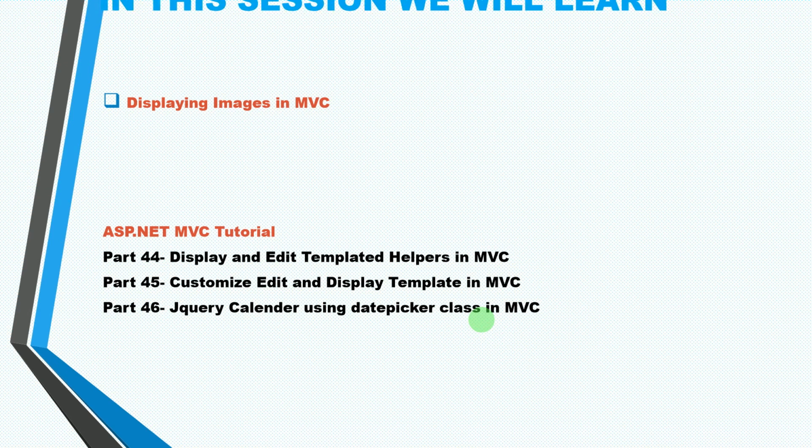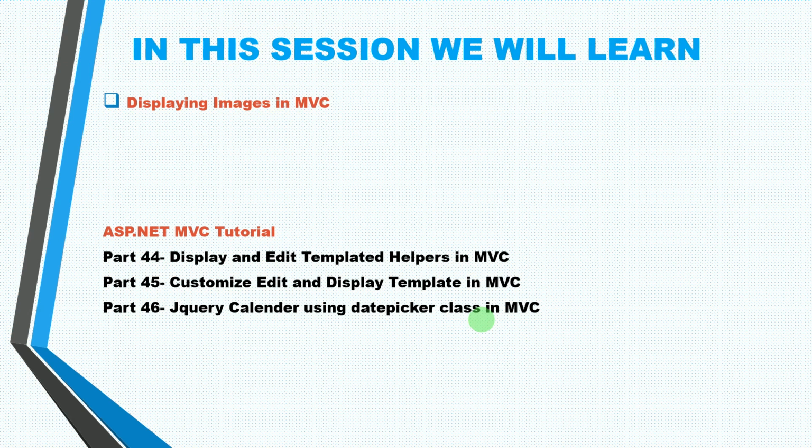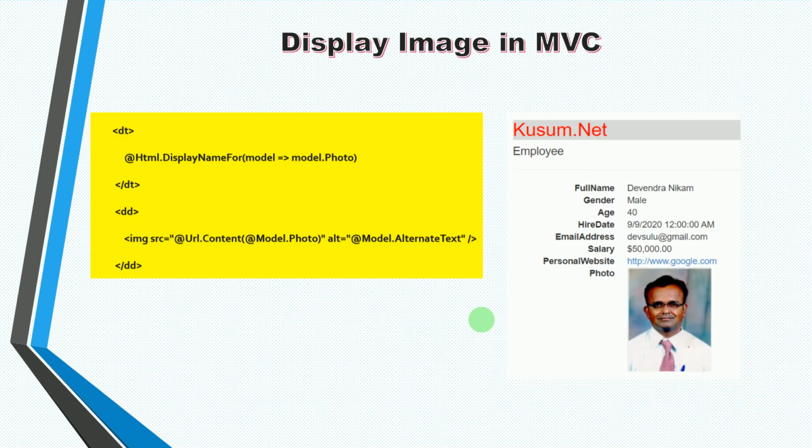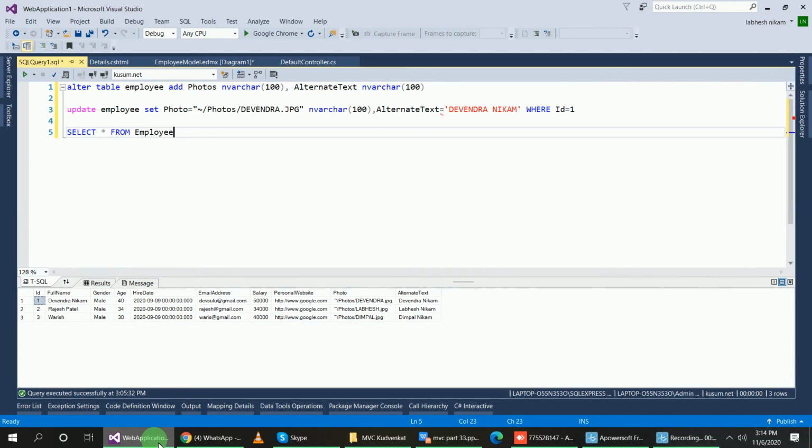So in this session you will learn how to display an image in the form of MVC. Before watching this video, please watch my parts 44, 45 and 46. In part 46, I explained the jQuery calendar using the datepicker class in MVC without any class attributes. So let's flip to Visual Studio and run the program and check how it happens. This is my output at the last, and I need this image control. Okay, so flip to Visual Studio.